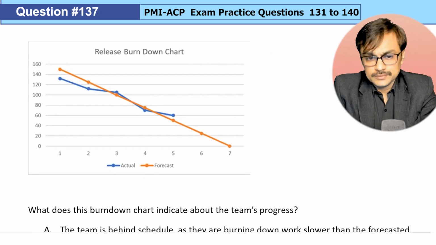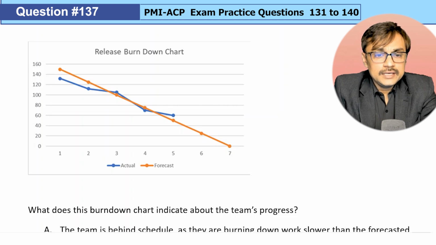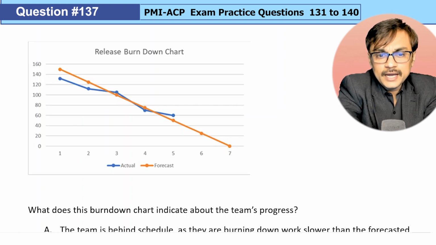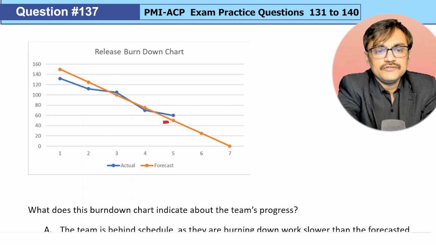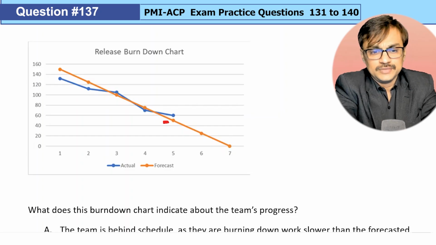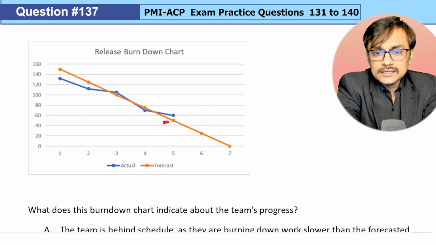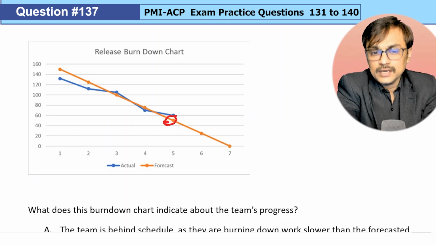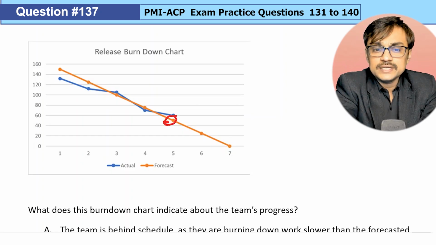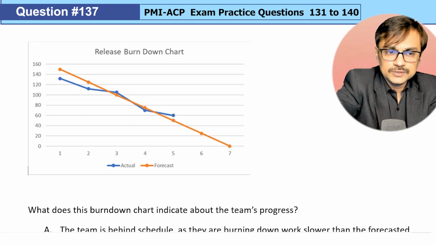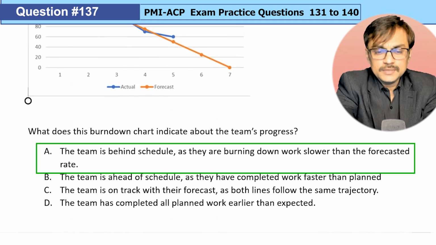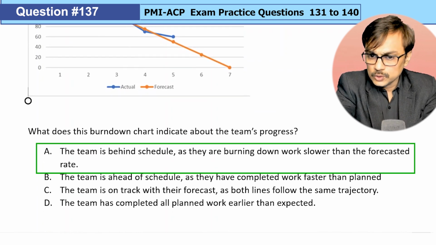So what do you read? Yeah, there is a little bit of behind schedule. We are left with around 60 story points, but we were expected to be somewhere around 55, or I would say 50 story points. So the ideal or forecasted was this one, maybe around 50 to 55, but the actual is 60. So we are a little bit behind schedule. That's the answer, which we can easily see looking at this particular chart. So the team is behind schedule. They are burning down work slower than the forecasted rate.